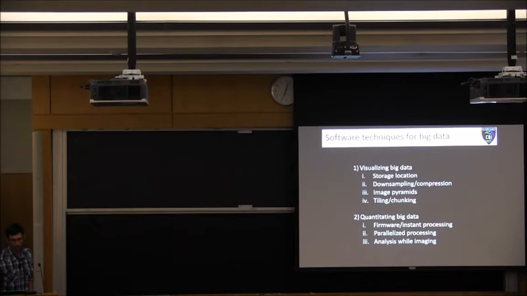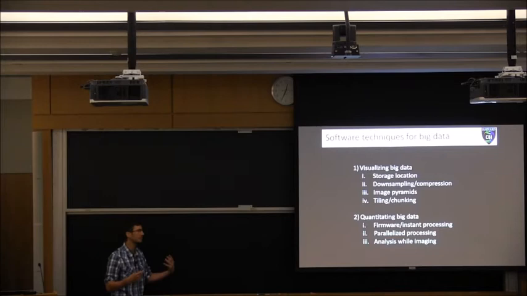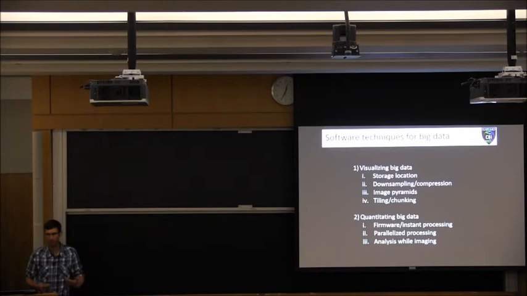So there's a couple of techniques that are used in the software field for big data. I am by no means a computer scientist, so this is going to be hopefully a very easy and probably oversimplified explanation of what goes on. But there's a couple of techniques that we use for visualizing this data, and I'm going to talk about these. And then there's also a couple of other options that we have for speeding up quantitation if you're trying to do some analysis on it.